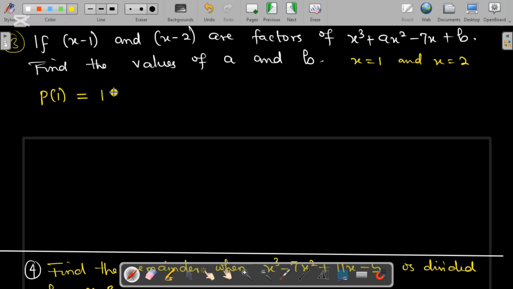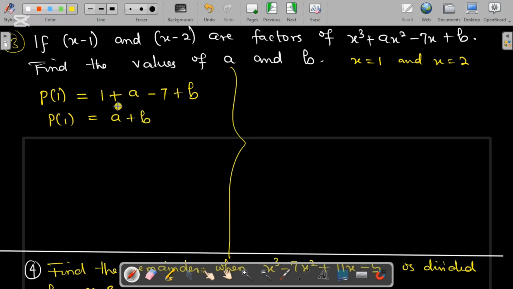give us 1 cubed is 1, 1 squared is 1 times a is a, minus 7 times 1 is 7, then plus b. Okay, so that means our p of 1 is equal to a plus b, 1 minus 7 is minus 6. Okay, so I can leave this one here, but remember that p of 1 is 0, so that means this is actually 0.